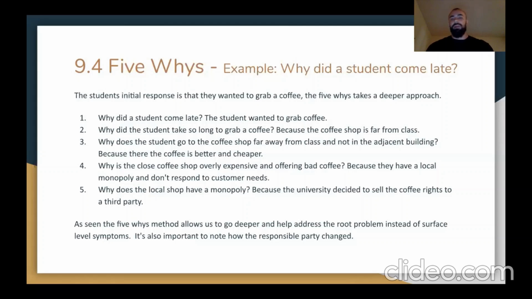And the answer is because they have a local monopoly and don't respond to customer needs. And then finally, our 5th question is, why does the local shop have a monopoly? And it's because the university decided to sell the coffee rights to a third party.